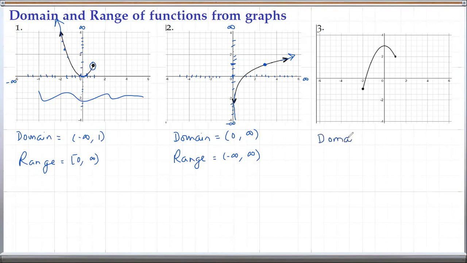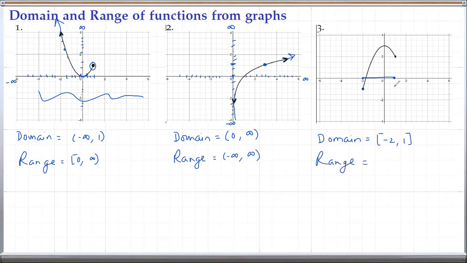The last one here. Again, the domain is all possible X values. So it looks like for this graph, X values go from that point to this point here. From -2 to 1 is the domain. And we can include -2 and 1 because we have a solid dot here. That means that these endpoints are included.